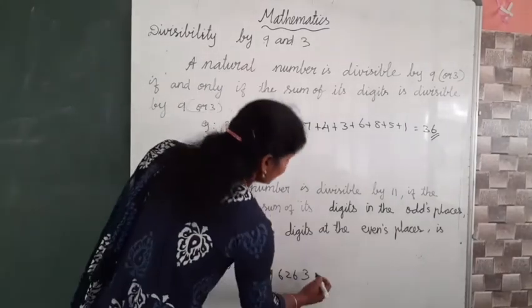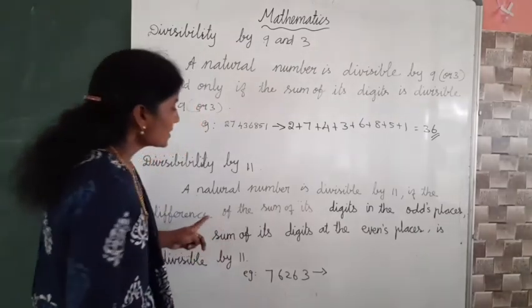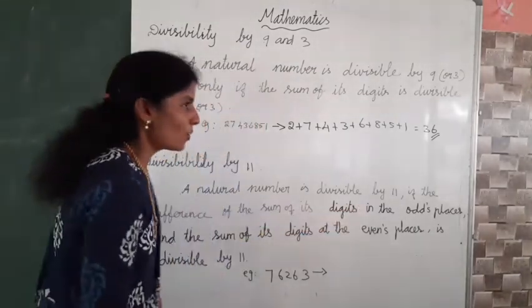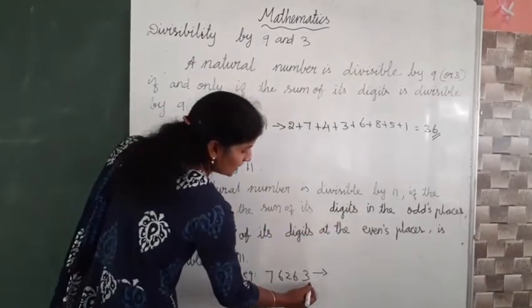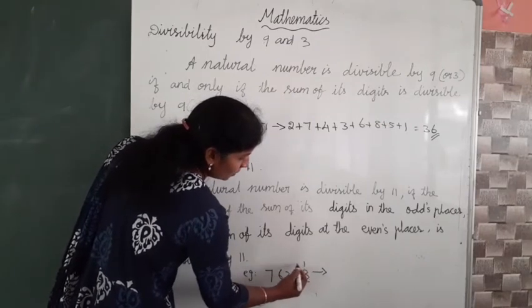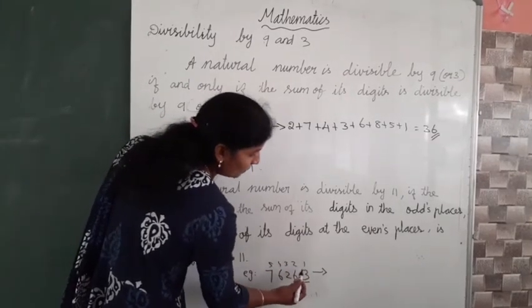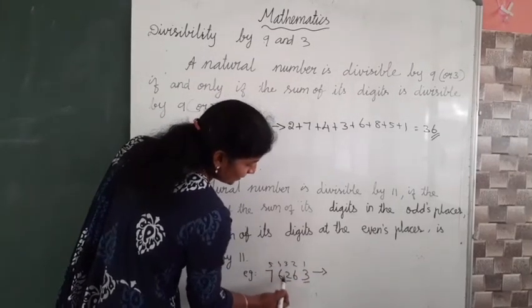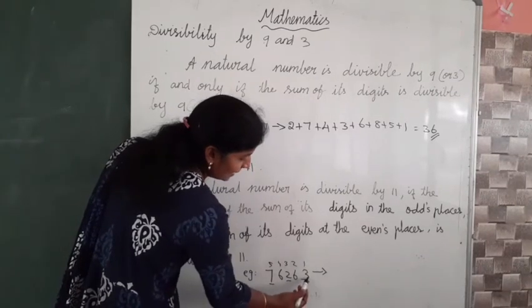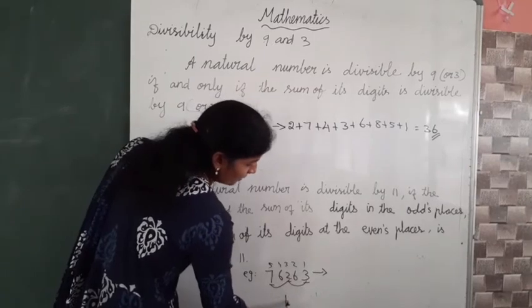76263. This is divisible by 11. Can you check? Yes. Now, the sum of the digits in the odd places. What are the odd places? This is the first, ones place. Then 1, 2, 3, 4, 5 places. Now what are the odd places? 1, 3, then 5. Now we can add 3 plus 2 is 5, 5 plus 7 is 12.